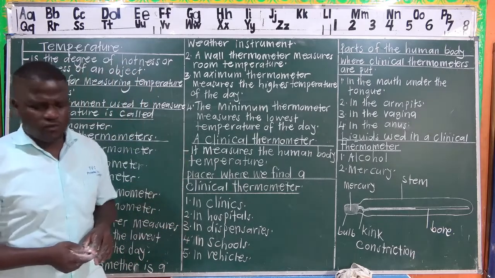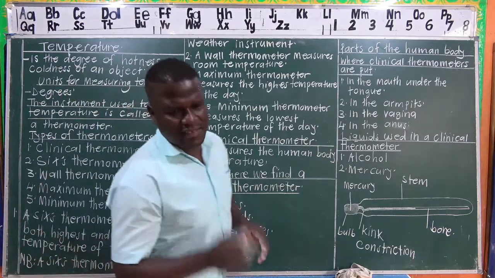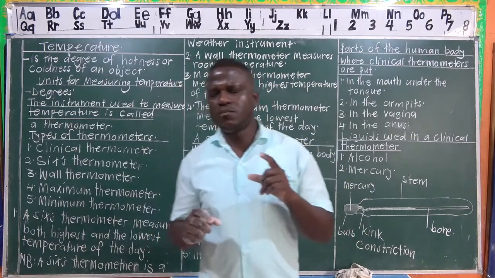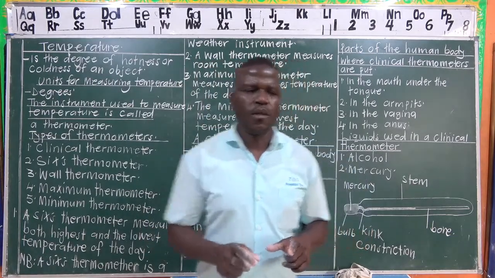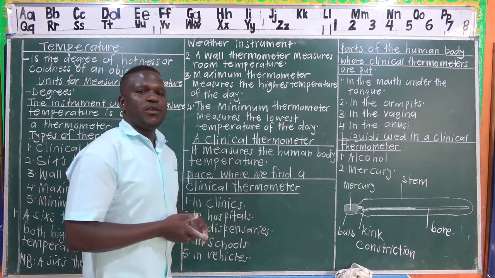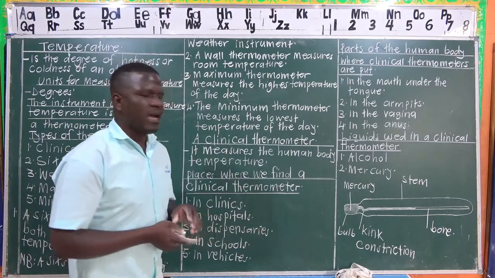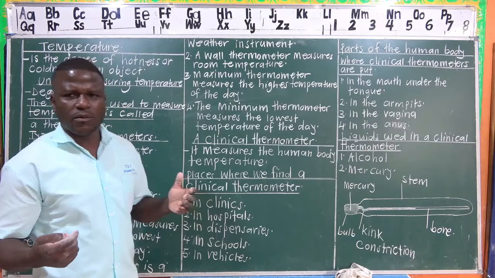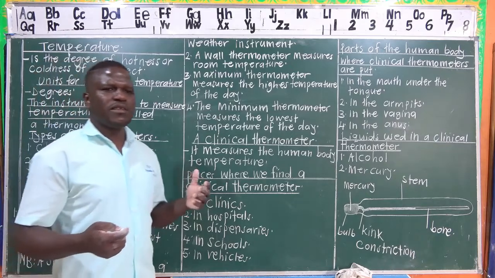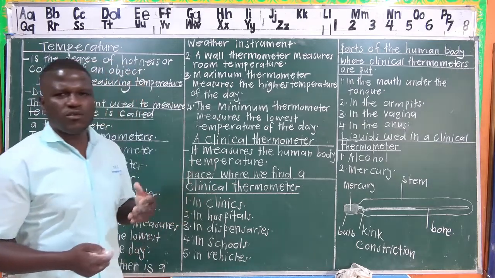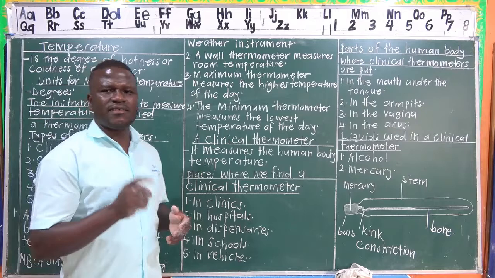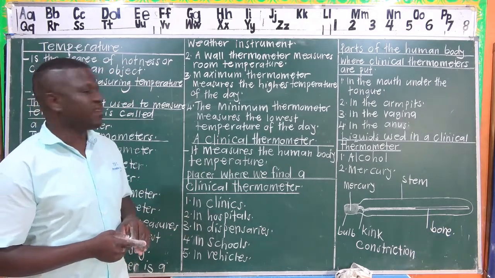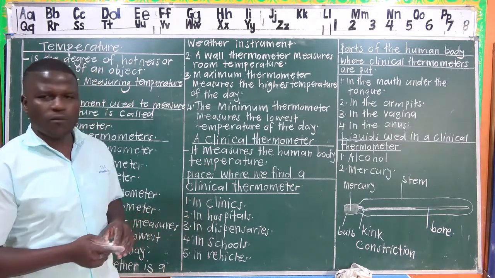Then if I may go back to the 6-inch thermometer, a 6-inch thermometer uses both mercury and alcohol. So it is one thermometer, but one side of the thermometer uses alcohol, another one uses mercury. The side which uses mercury measures the highest temperature of the day. Then the side which uses alcohol measures the lowest temperature of the day.